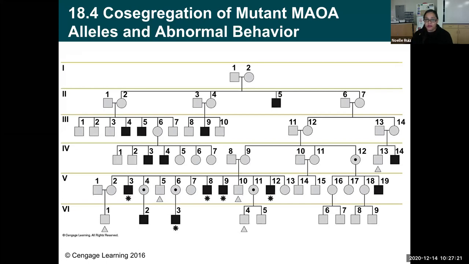It's a pedigree of a family with a mutant MAOA allele and their abnormal behavior. You can see females are the carriers. Those are the little circles with the dots in them, but males are the ones that exhibit the actual behavior.